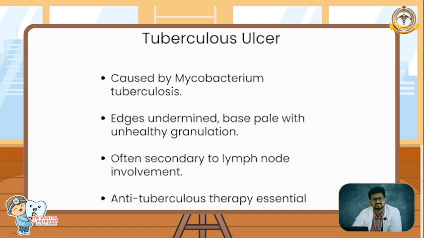First we will discuss in detail a few infective ulcers, starting with the tuberculous ulcer, which is very important. It is commonly caused by Mycobacterium tuberculosis. The edge will be undermined and the base pale with unhealthy granulation. The undermined edges are a very important clinical feature of tuberculous ulcers, which are commonly secondary to lymph node involvement. Treatment is anti-tubercular therapy, which is essential for healing.